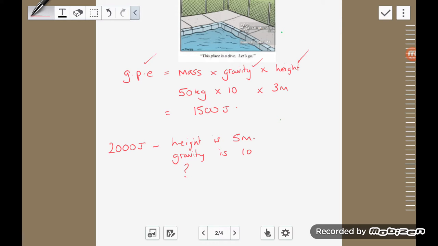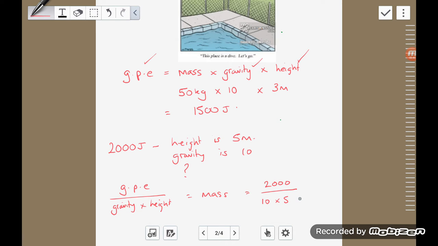And so, because they're being multiplied, our gravitational potential energy divided by gravity times height on the bottom equals mass. Okay, can you see that, because we're trying to get mass on its own and we're making mass the subject, gravity and height are both being multiplied, so when we take them across, we divide them. And so we have here a simple sum, which is 2000 divided by 10 times 5 is our mass.